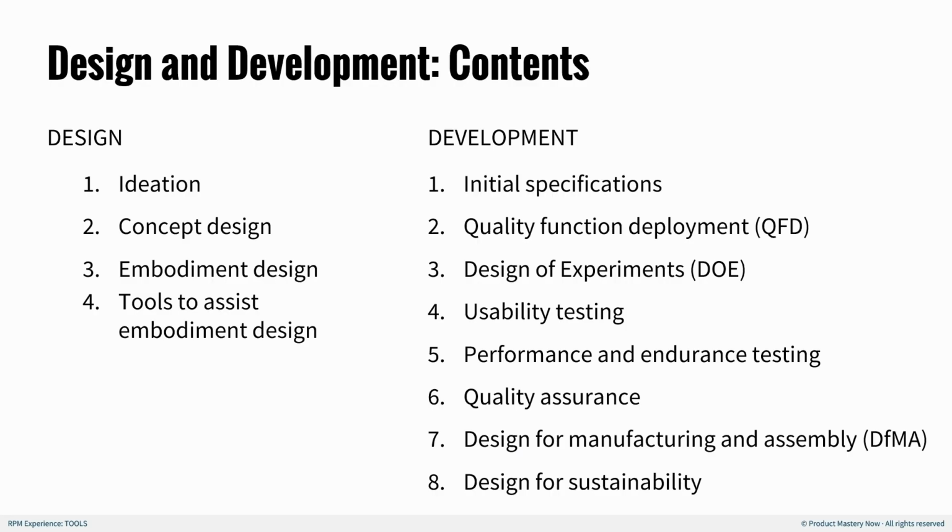The design and development knowledge area is our focus. It contains 4 topics for design and 8 for development. And these topics are, for design, ideation, concept design, embodiment design, and tools to assist with embodiment design. Development consists of initial specifications, quality function deployment, QFD, design of experiments, usability testing, performance and endurance testing, quality assurance, design for manufacturing and assembly, and design for sustainability.